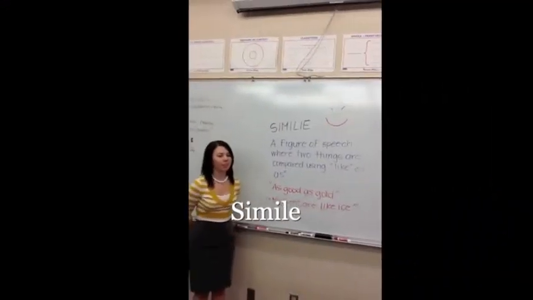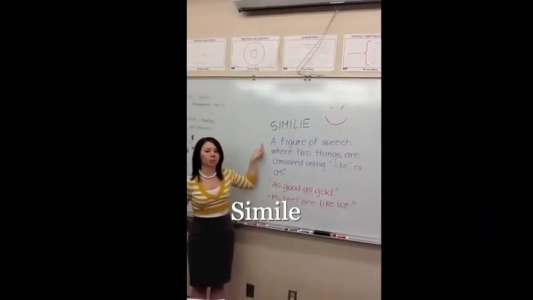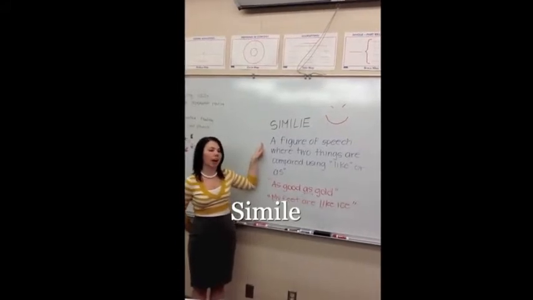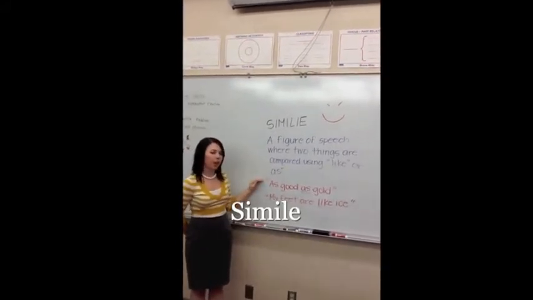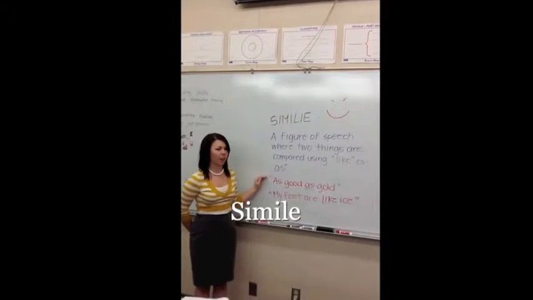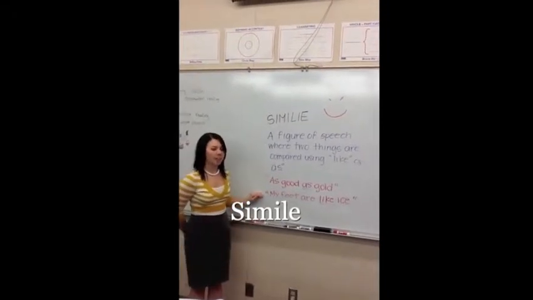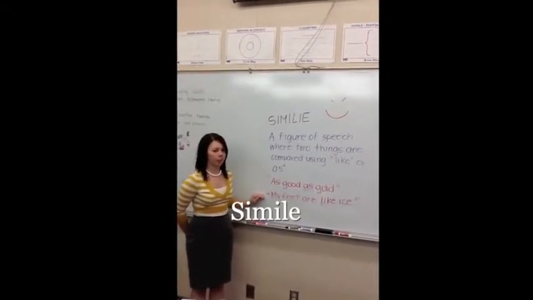This is simile. A simile is a figure of speech where things are compared using like or as. For example, as good as gold, meaning that you're good to go. My feet are like ice, meaning that your feet are very cold.